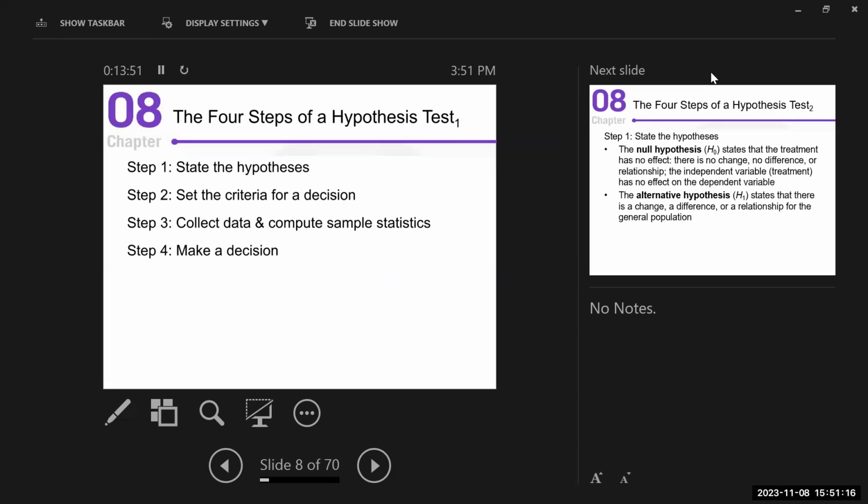The third step is you collect your data. You compute your sample statistics. The way that we've been doing it in chapter 7, the way we computed our statistics, the standard error of the mean, you're going to compute the z-score. Those are your sample statistics. Okay, you know how to do that. And then the last thing is, once you set your criteria for a decision, you collect and compute your statistics, then you make a decision based on the criteria that you set.